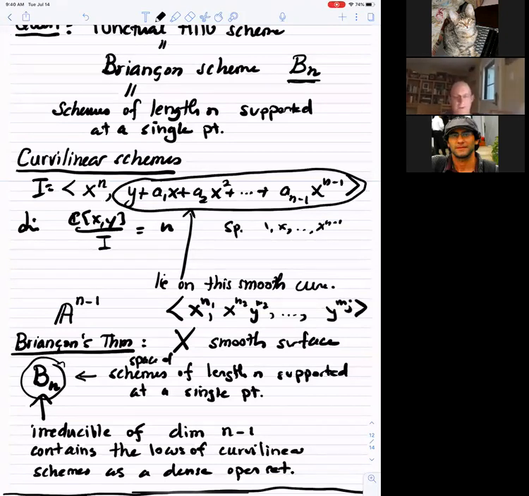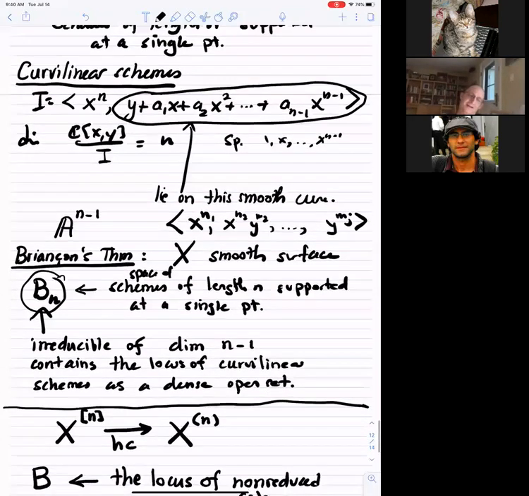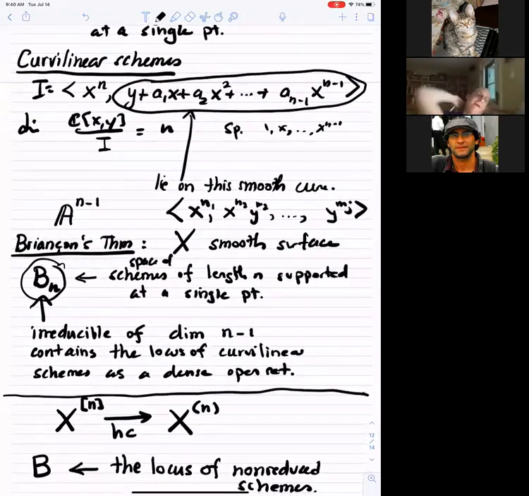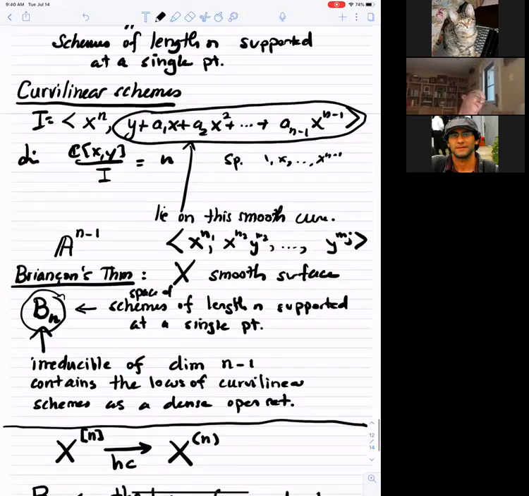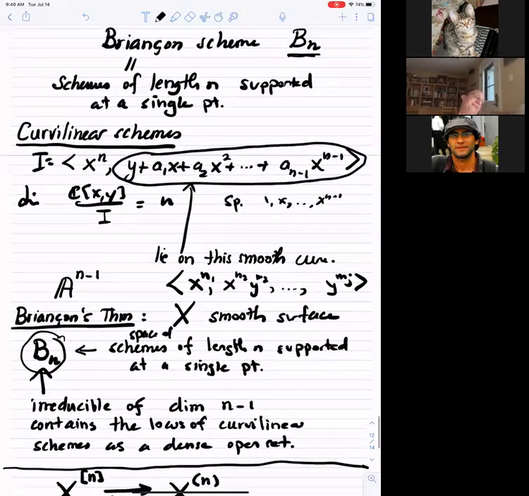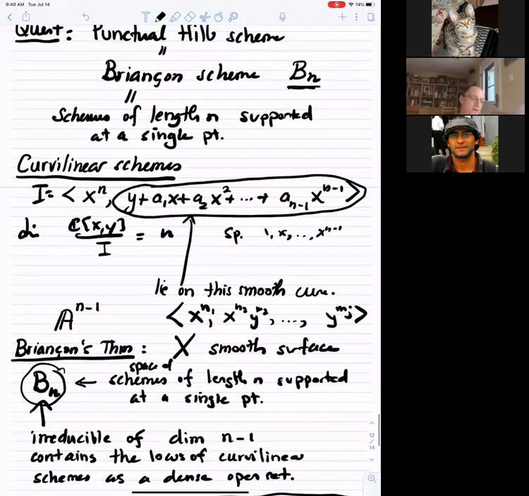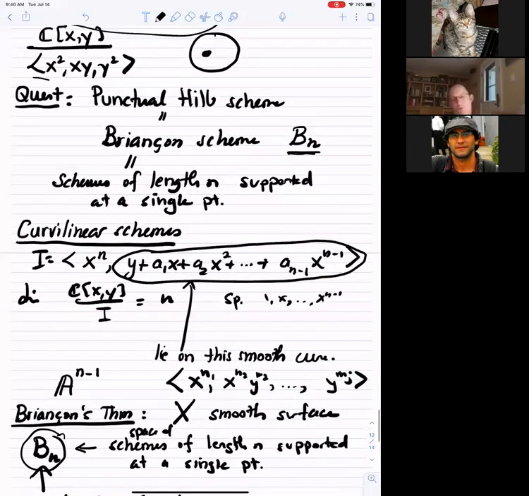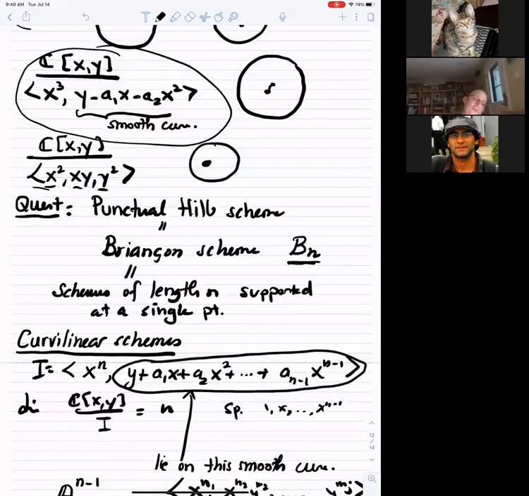So if you write things like this, you're going to generate non-curvilinear schemes, assuming that you didn't make n1 or mj equal to 1. And at the end of the day, these things are even limits of things that are distinct points, because it's irreducible. If you want to explicitly see how x squared, xy, y squared is the limit of 3 distinct points, for instance, you can do it.